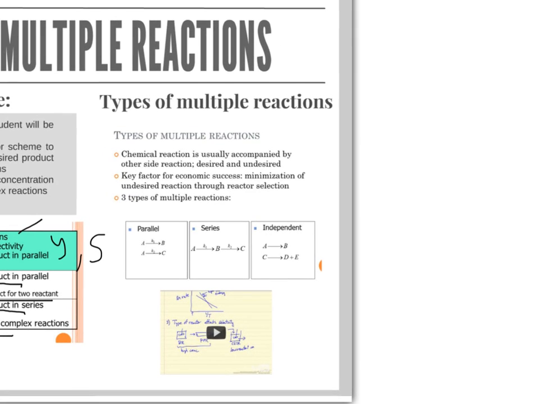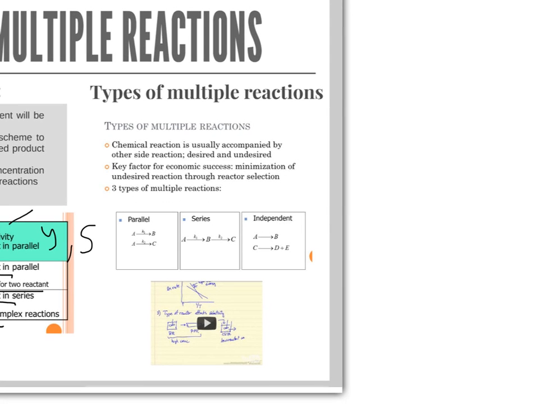There are several types of multiple reactions. As I said earlier, chemical reaction is usually accompanied by other side reactions, desired and undesired. The key factor for economic success is the minimization of undesired reaction through reactor selection. And there are 3 types of multiple reactions, which is parallel, series, as well as independent.